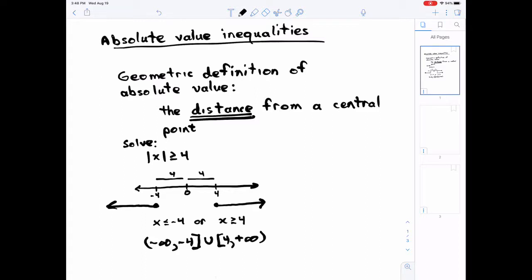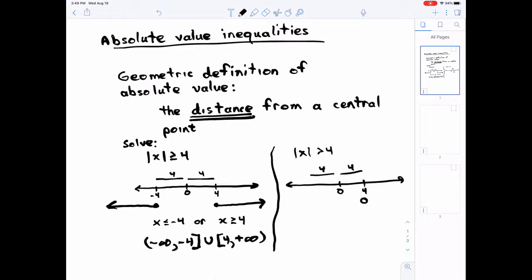Now, how would it differ if it was this? Absolute value of x is greater than 4. Basically, it'd be the exact same thing with one small difference. Okay, so we'd have 0. We'd go out 4 to 4, and we would not include that. Then we'd go out 4 in this direction, and we would not include that. Why? Because it's not greater than or equal to 4, it's just greater than 4. So 4 is where the distance is exactly 4. But other than that, the graph's going to look the exact same.